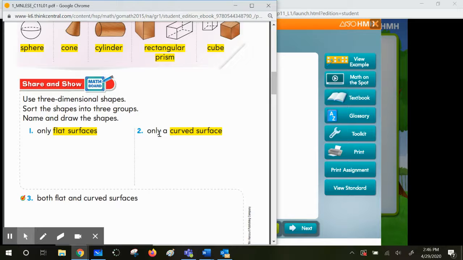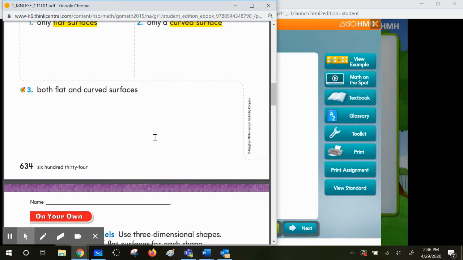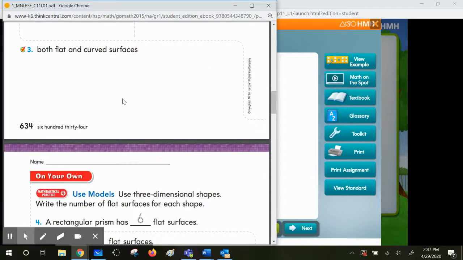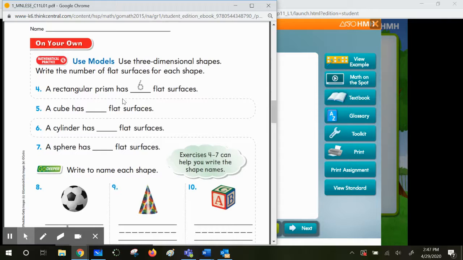Then number 2 says only a curved surface. Only is very important because you want only the shapes that match that description. Only curved surfaces. And number 3, both flat and curved surfaces. Then down here in number 4, use three-dimensional shapes. Write the number of flat surfaces for each shape.